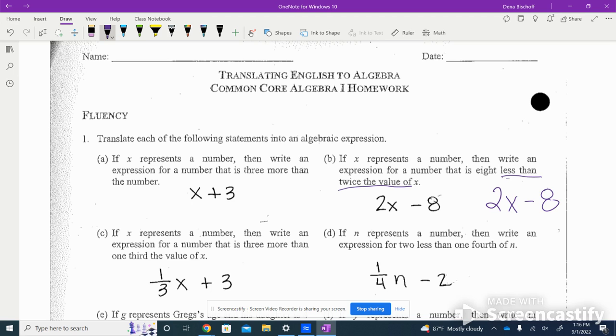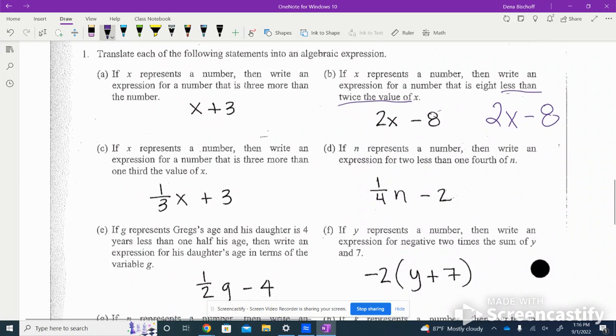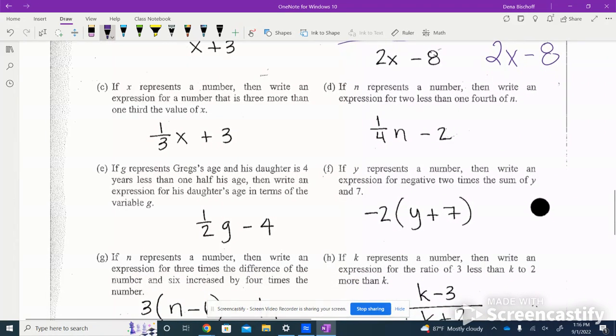Did we have to do letter C? No. Okay. Did we have to do letter D? Yes. Okay. So letter D says we're trying to represent a number for this expression, and the expression is 2 less than 1/4 of n. Well, this is the fraction 1/4 of means multiply. So I have 1/4 n. We know that less than means subtract, and it's one of those weird ones. We have to change the order. So 1/4 n minus 2.